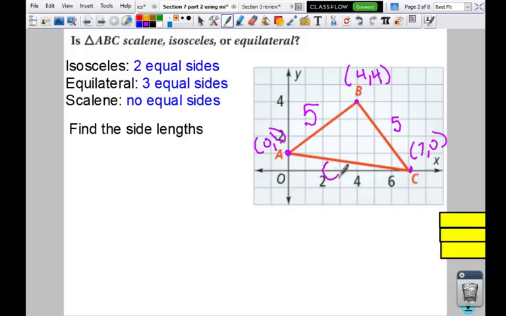Which means this is what kind of triangle? Isosceles. Isos. I'm going to abbreviate it. This is an isosceles triangle. And we found that just by plugging in x and y coordinates to get distances. It's not super tough, but it is a little annoying, which is kind of how today's lesson is.